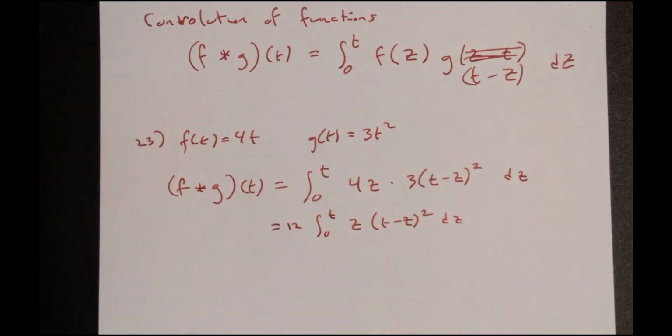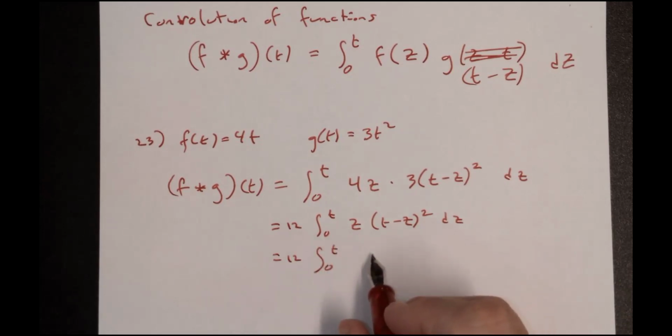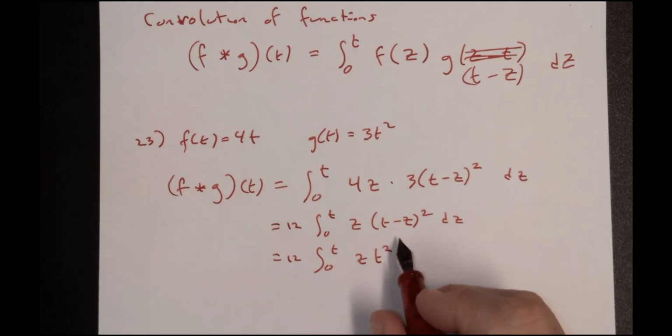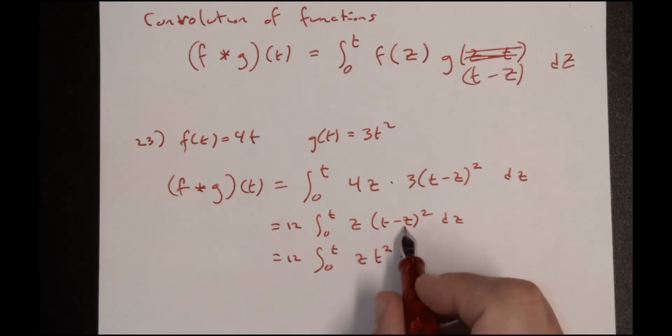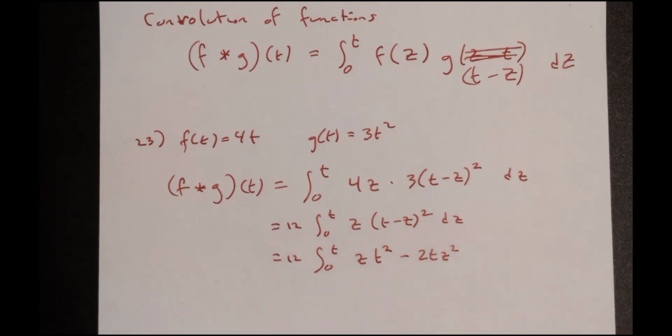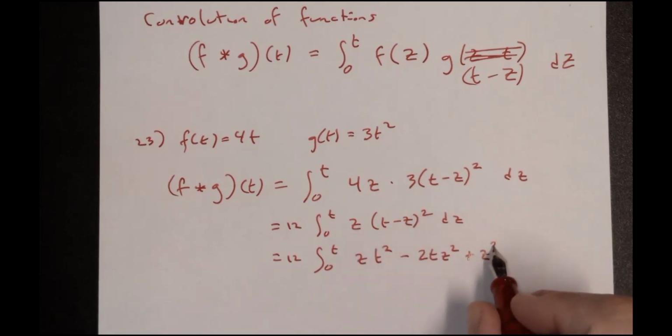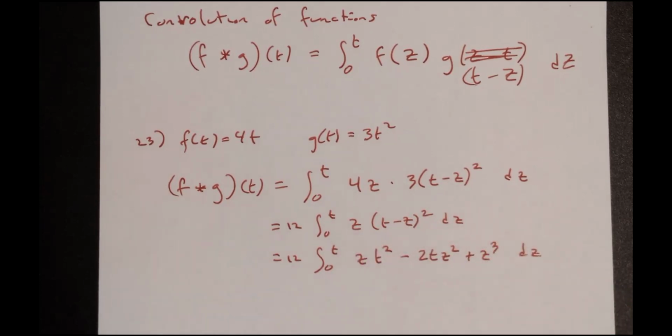Let's multiply it out. I get z t squared, minus two times t times z times another z, and then I get z squared and another z, so I get a z cubed, dz. This is a power rule integral. I'm integrating z. That means t is a number. And so this becomes right here.